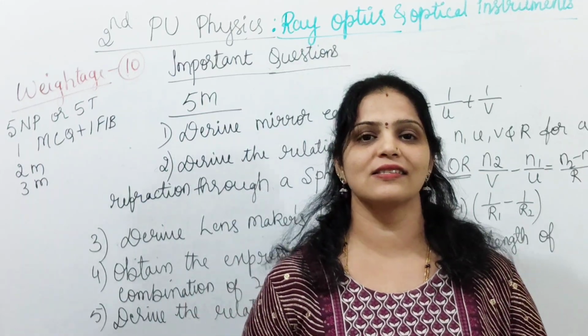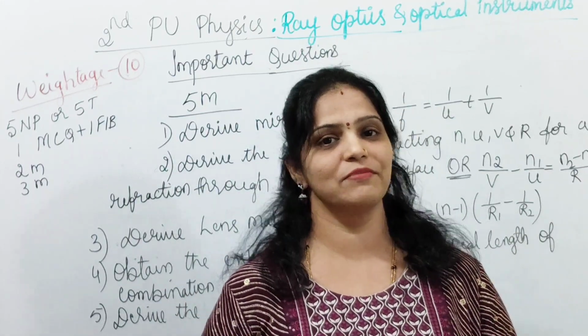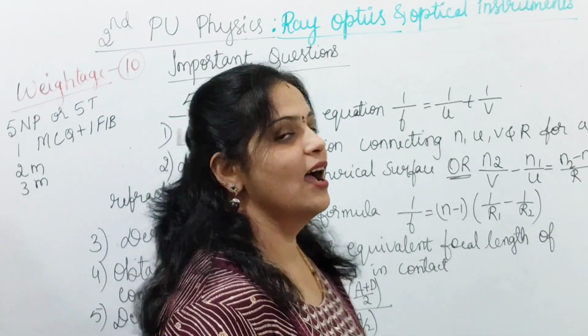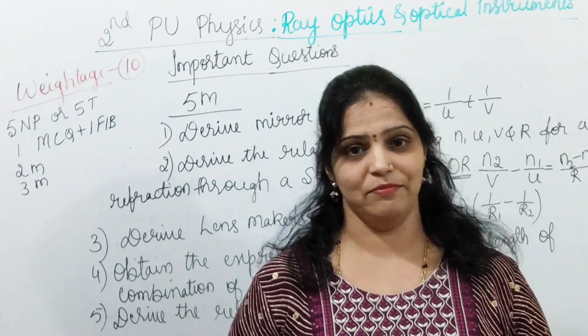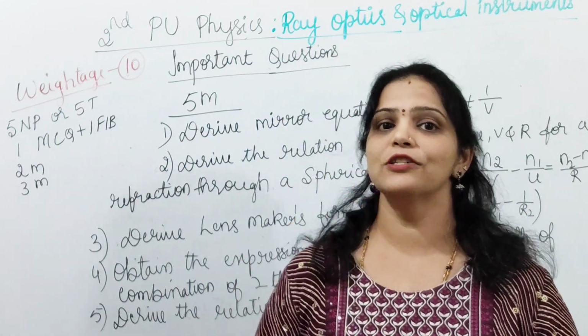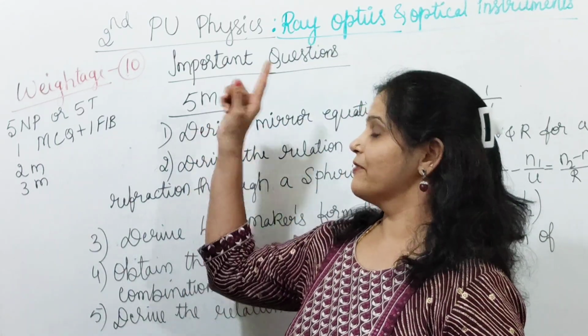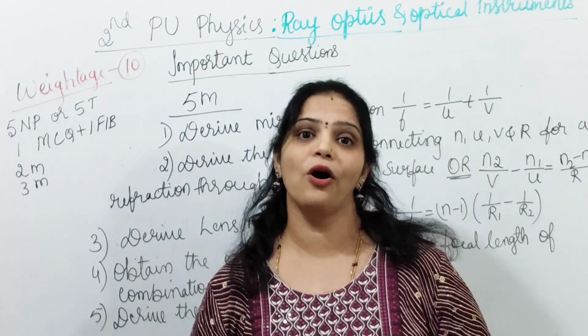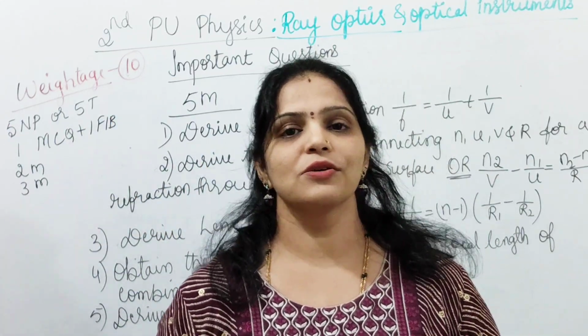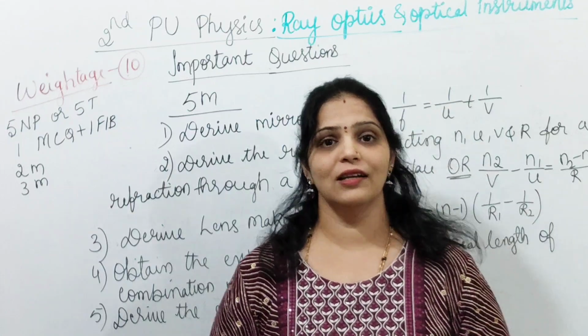Today we are going to discuss important questions of Chapter 8, Ray Optics and Optical Instruments. This is one of the important chapters, and the first chapter of part 2. The weightage of this lesson is 9 or 10 marks. So you can expect one numerical problem.